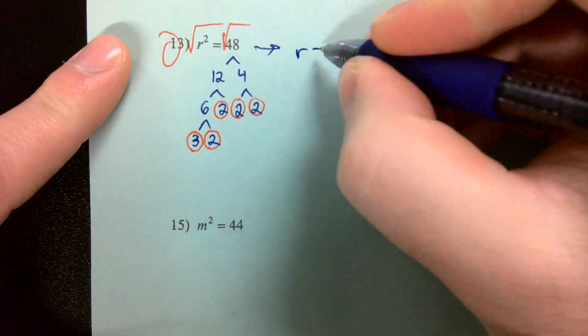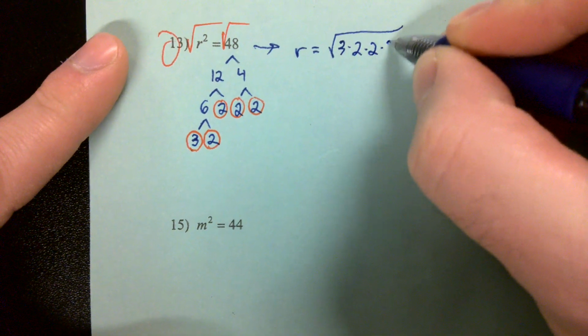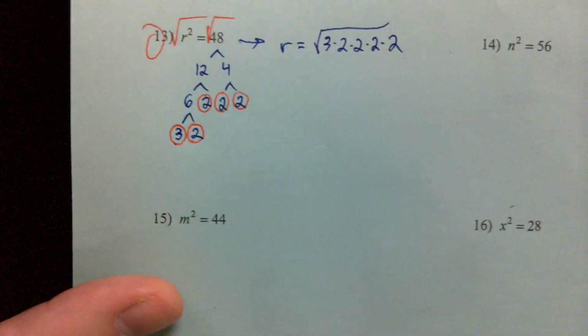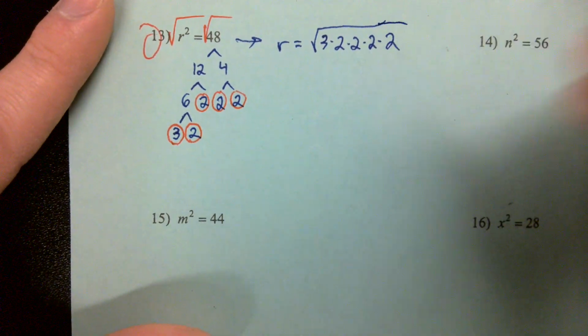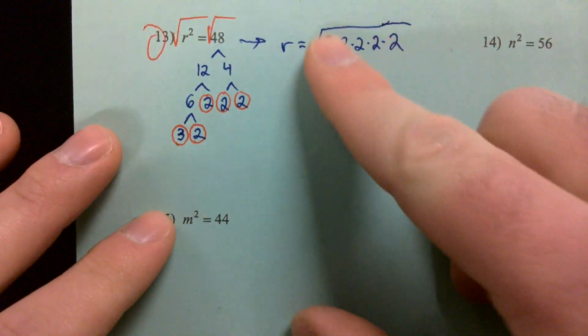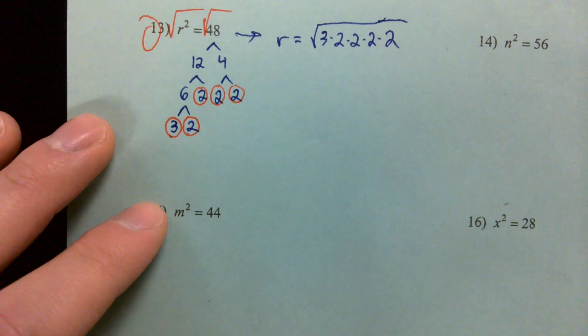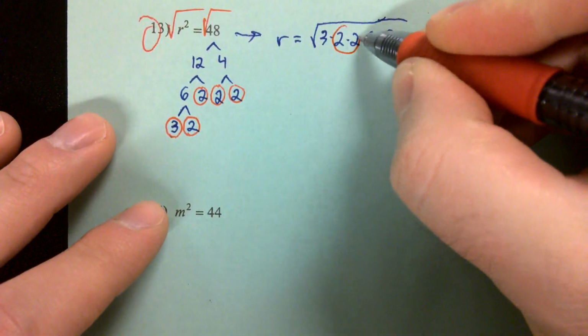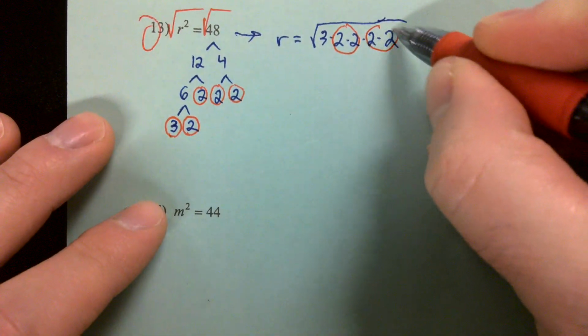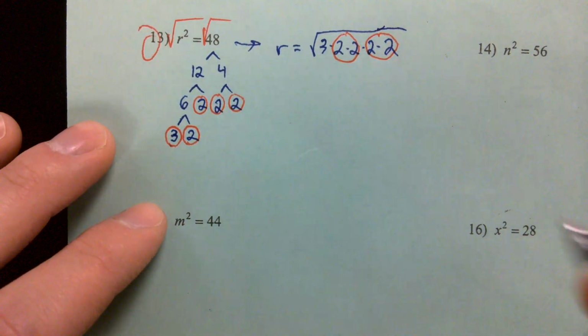So this turns into r equals 3 times 2 times 2 times 2 times 2. Once we've broken it down all the way, we're looking for identical pairs. Is there any pairs in here we can circle up, Tina? Yeah, we can circle up a pair of 2's and another pair of 2's. This is another important thing we have to remember.